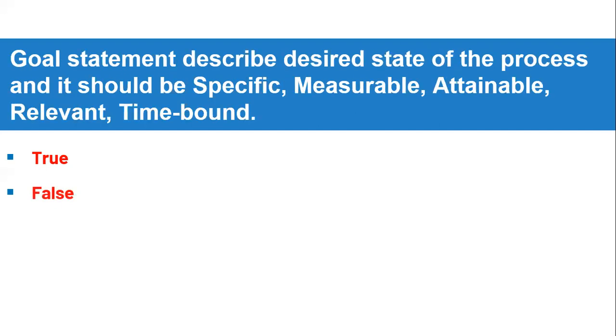The goal statement describes the desired state of the process and it should be specific, measurable, attainable, relevant, and time bound. True or false? And the answer is true. The goal statement describes the desired state of the process, like a future state, expected future state, estimated future state. That's the desired state of the process. And it should be specific, measurable, attainable, relevant, and time bound. We have to have a time-bound situation, or time-boundness, for a given goal statement. That's about the goal statement.